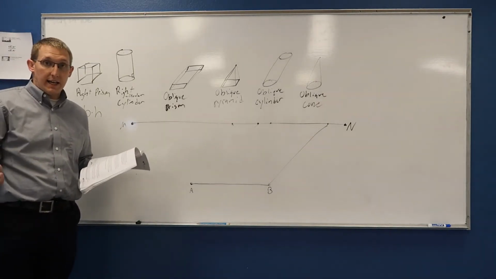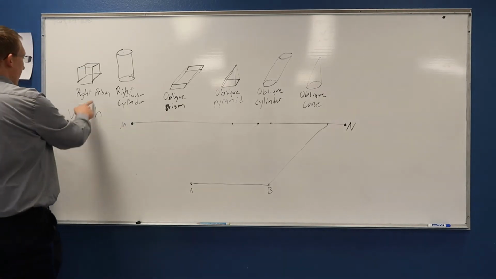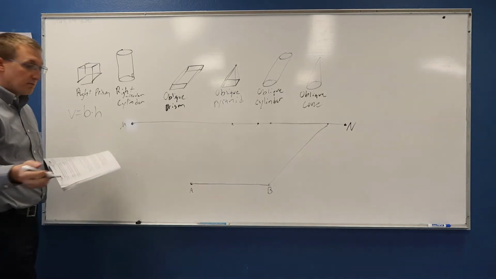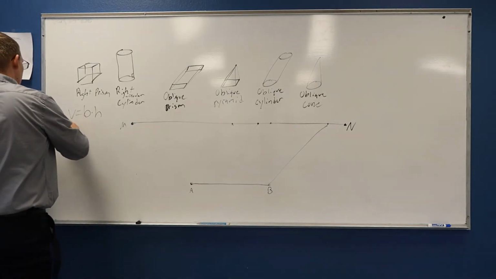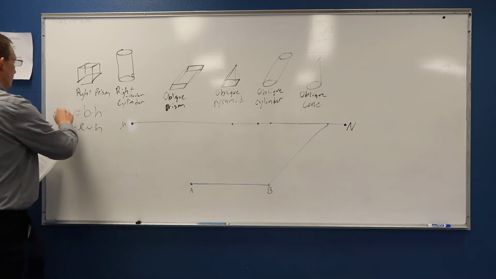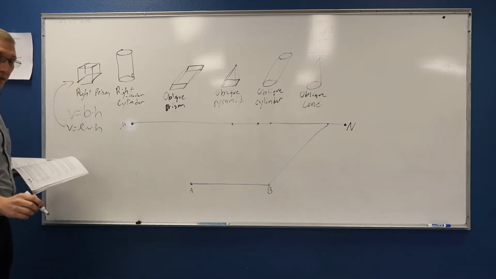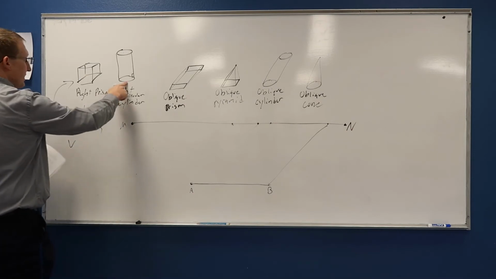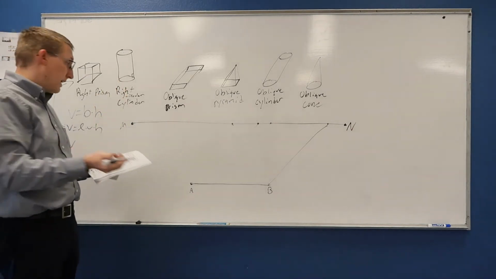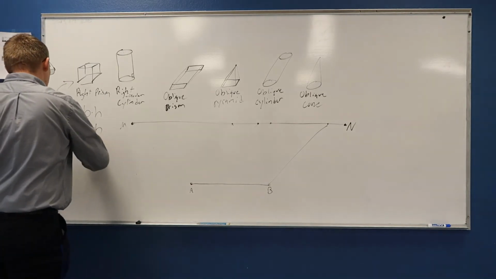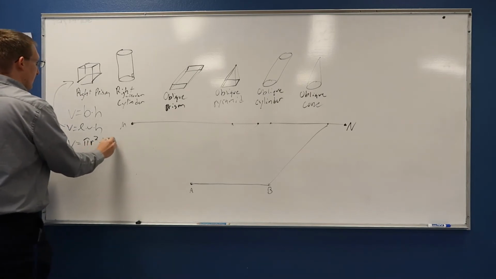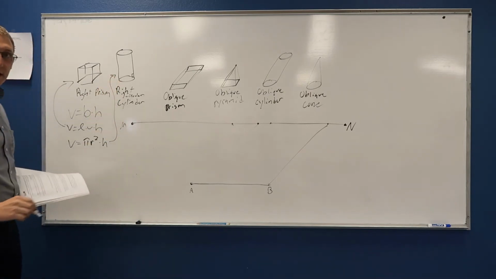Okay, so with a rectangular prism, right, your base is going to be length times width. So you're going to have length times width times height. That would be that guy right there. For this, the base is a circle, so you're going to do the area of a circle, which is pi r squared. So pi r squared times height. That is that one right there. Okay.